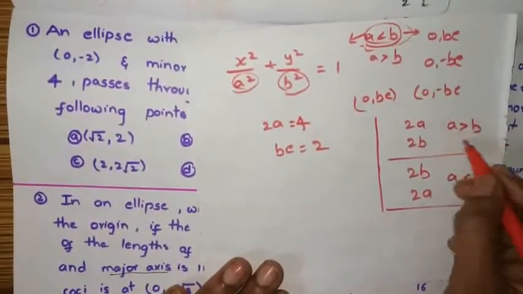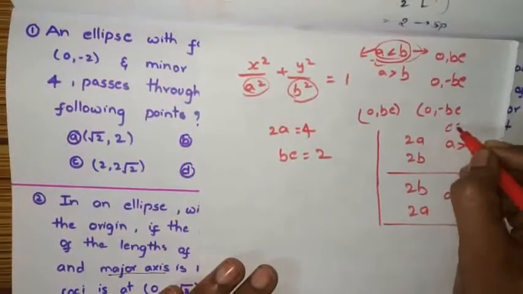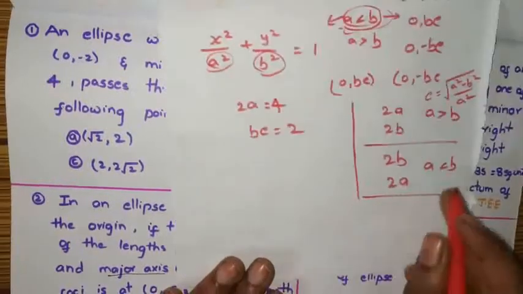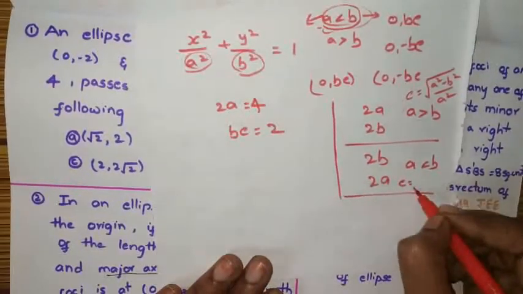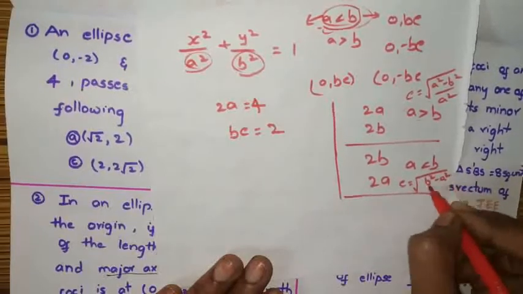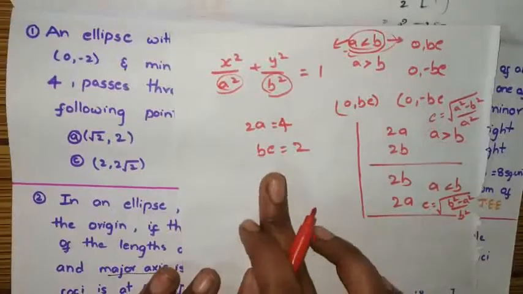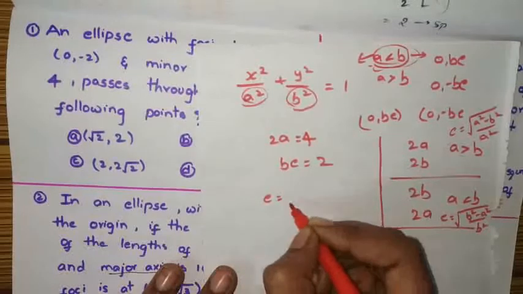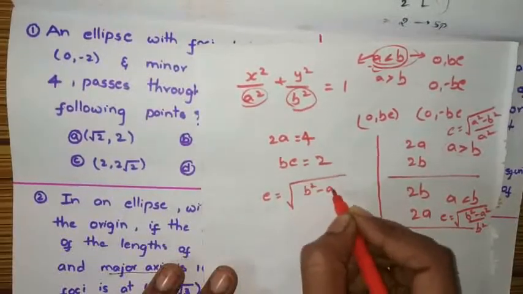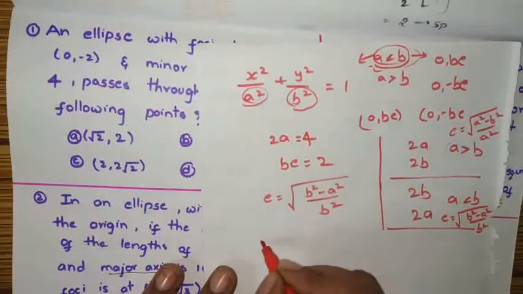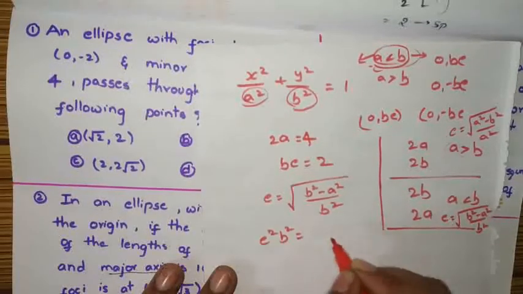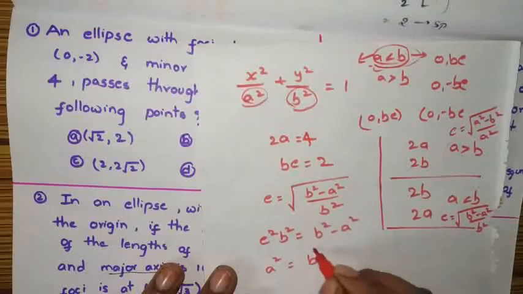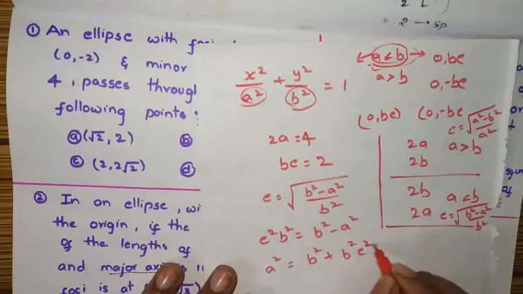For A greater than B, eccentricity will be E is equal to square root of A square minus B square upon A square. And for A less than B, E is equal to square root of B square minus A square by B square. Okay. See, this is the second case. So from this we can get that E is equal to square root of B square minus A square by B square. So then it will become E square B square is equal to B square minus A square. And A square is equal to B square minus B square E square.